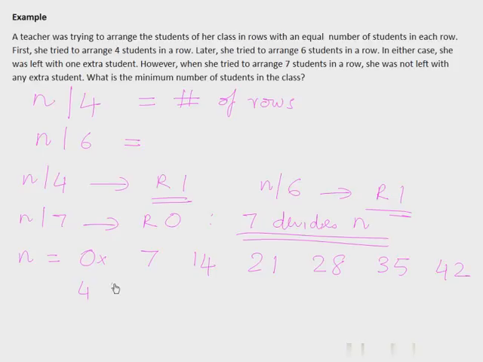How about 49? Well, 4 does give a remainder of 1 when 49 is divided by 4 because 4 times 12 is 48 and a remainder of 1. How about 6? Does 6 give a remainder of 1 with 49? Yes, it does. 6 8s are 48 and a remainder of 1, 49. So, 49 is the first number which satisfies all three properties, and they want the minimum number of students. So 49 is the minimum number of students.